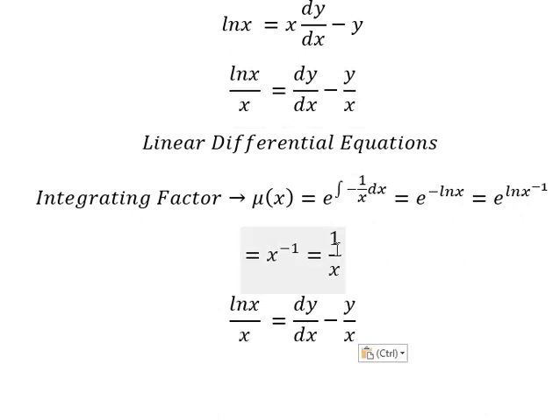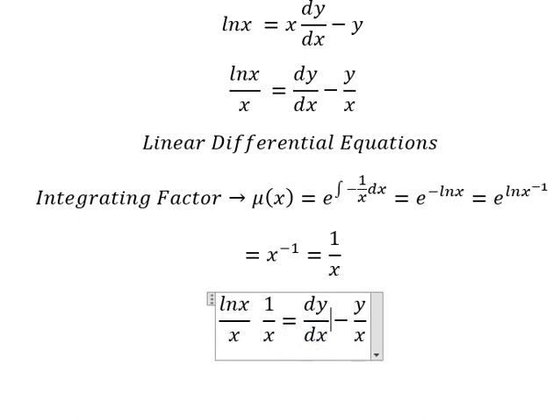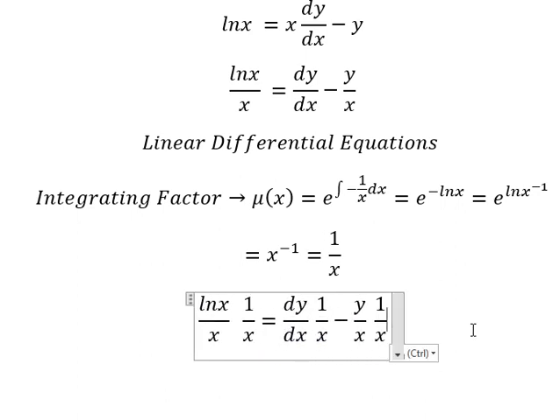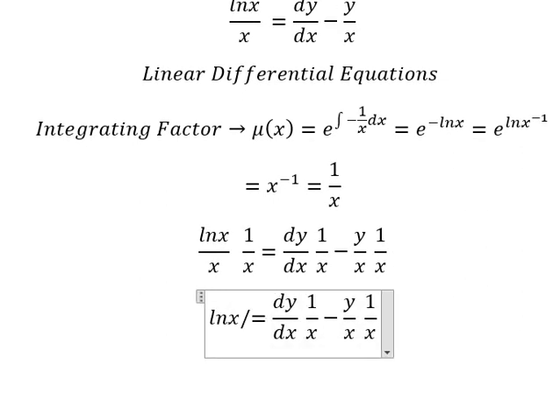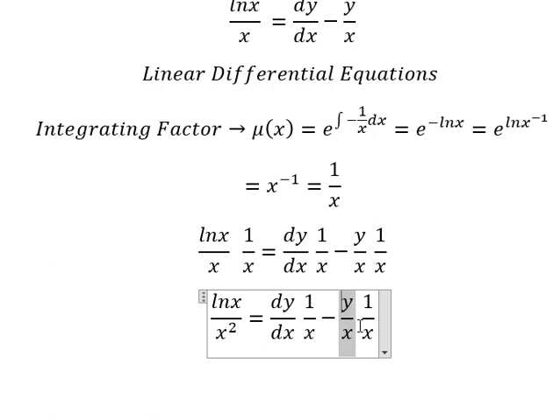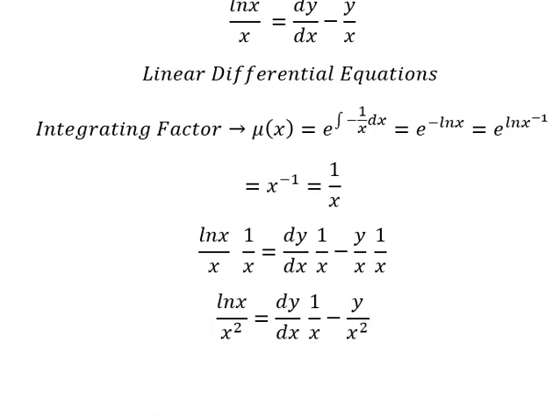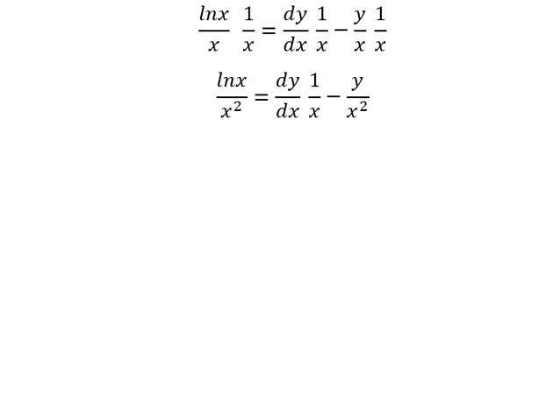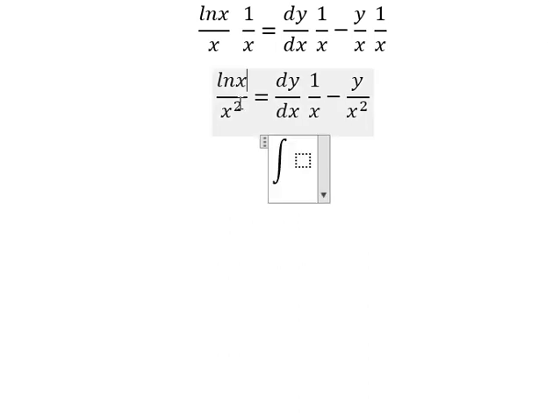That means we multiply both sides by this one. Here we have ln x over x squared, and here we have y over x squared. Next, we need to put the integration on both sides.